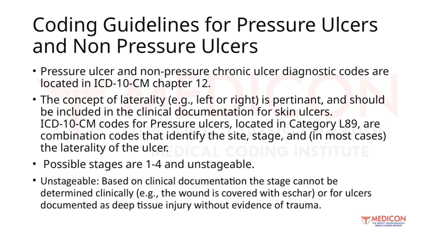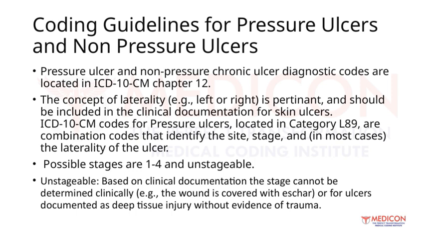When it comes to pressure ulcers, the ICD-10-CM codes are found in category L89. These are what we call combination codes, which means they capture multiple pieces of information, specifically the site of the ulcer, its stage, and in most cases, the laterality. Speaking of stages, there are 4 main stages plus an unstageable category. The stages range from 1 to 4, indicating increasing severity.